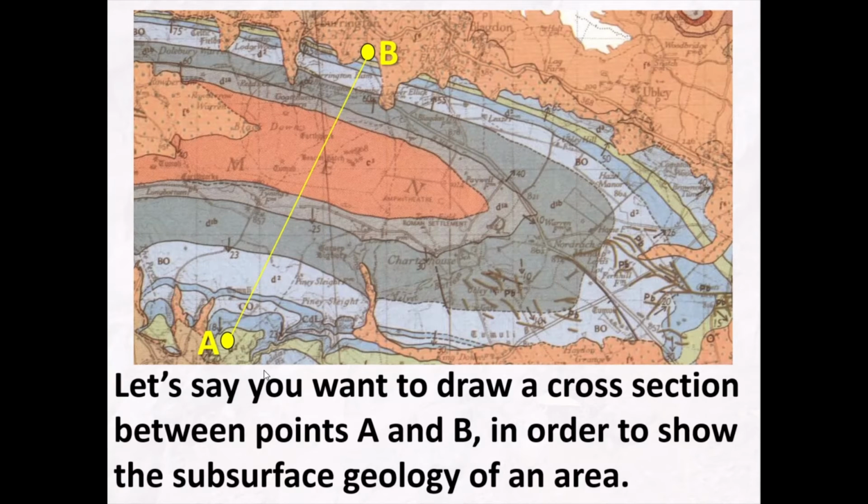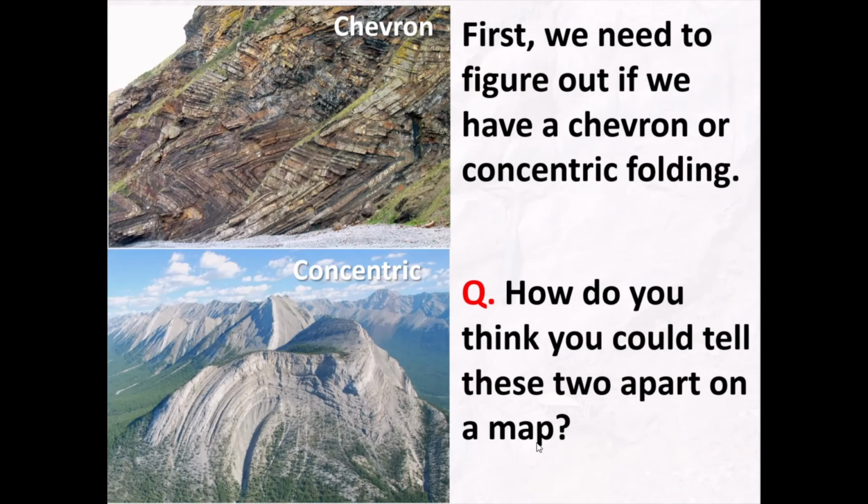So let's say that you went back to the Bristol sheet and you wanted to draw a cross section between points A and B in order to show this fold in cross section. Well, the first thing that you need to do is figure out, do we have chevron folding, where basically your limb has a singular dip all the way along the limb, and its point of inflection is very, very tight. So you just have one dip that describes one limb, and then one dip which describes the other limb, with very, very little change.